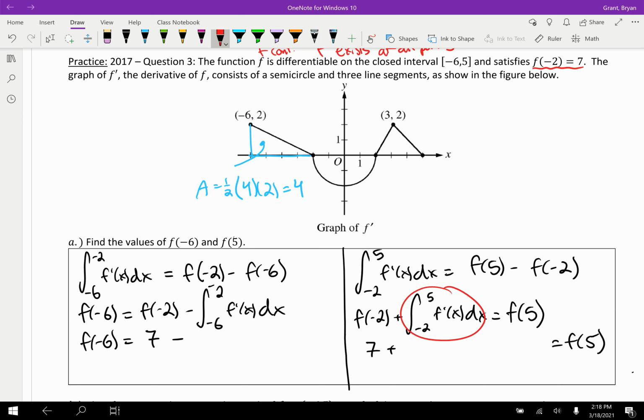Okay. And then we also have some other areas to deal with. Notice that this guy, from negative 2 to 5, negative 2 is right here, 5 is over here, and so we actually have 2 areas, right? So let's do this semicircle first.